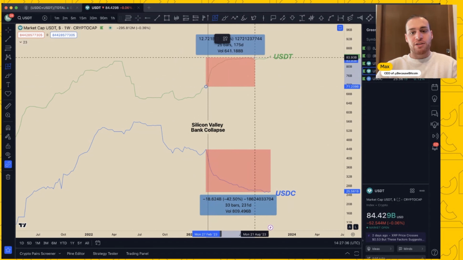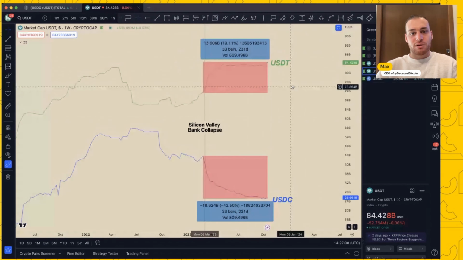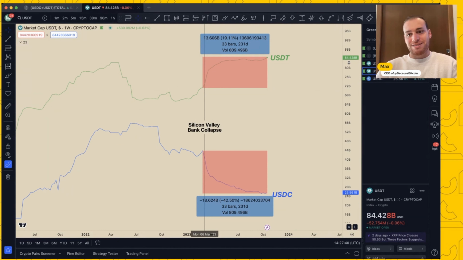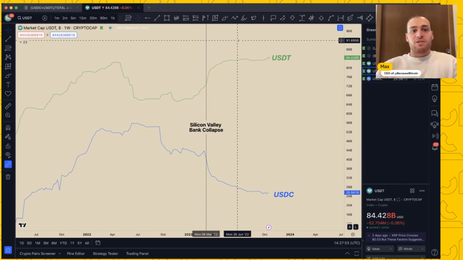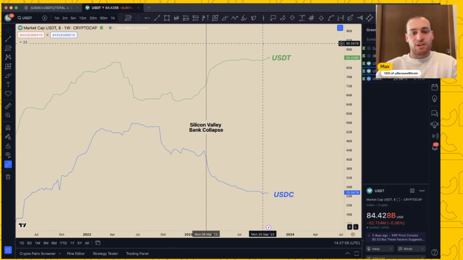So you can see during this time, we've increased the Tether USDT market cap by 13.5 billion, depending on where you want to measure it, right? And at the same time, USDC has gone down over 18 billion. So what does this all mean? Where am I going with this? Why is my model invalidated? Well, again, it's not really invalidated. It's more just that it doesn't carry as much weight.